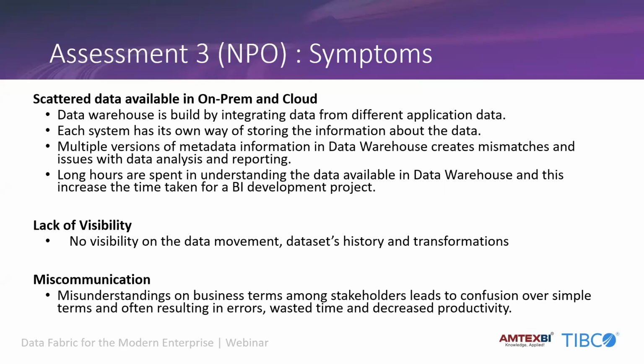The third assessment I'm sharing was done for a non-profit organization who has been a long-time web-focused customer. Their biggest symptom was that each system had its own way of storing information between on-premise and cloud. Their warehouse had multiple versions of similar data, creating mismatch in reporting. On top of this, over a period of time, multiple integration teams developed their own pipelines without having a mapping logic or standards in place, and they lost track of what data is from what source system. All these created miscommunications, resulting in errors and decreased productivity.